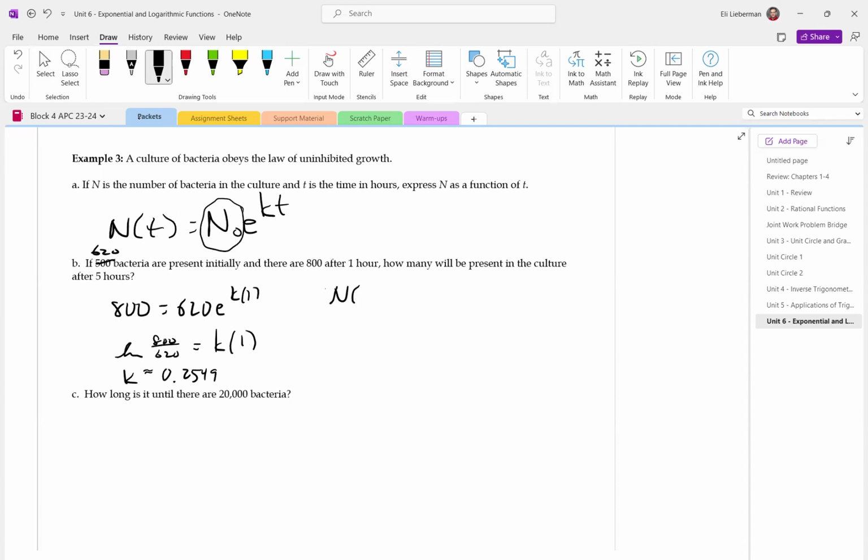So N of t equals 620 e to the power of 0.2549 t, and then we do times 5. Then you put that in the calculator, and it was 2,217.69. Should we count the 0.69 bacteria? Oh no, so we just cut it down to 2,217. Are we good with this?